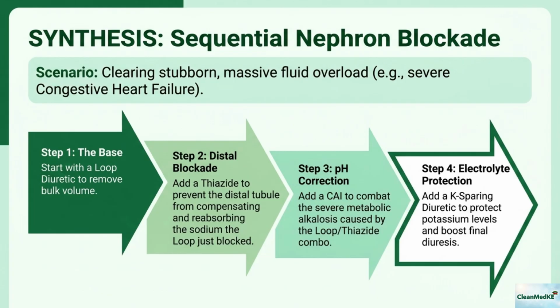In cases of massive fluid overload, such as severe CHF, we use sequential nephron blockade. Step 1, use a loop to remove bulk volume. Step 2, add a thiazide to prevent the distal tubule from compensating. Step 3, add a CAI to combat any metabolic alkalosis. Step 4, add a K-sparing diuretic to protect potassium levels and boost the final diuresis.